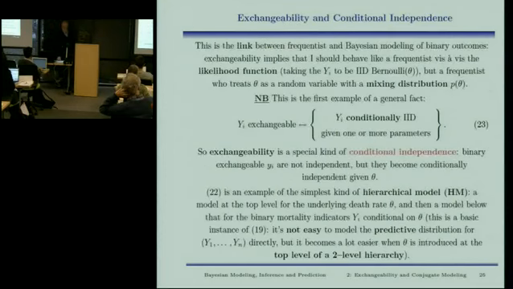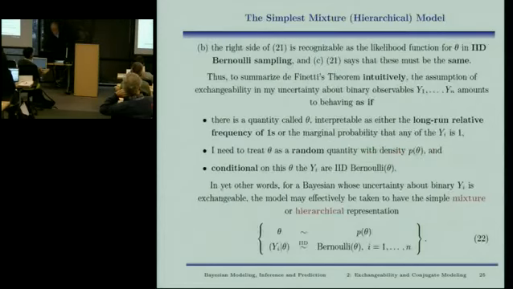So this turns out to be the link between frequentist and Bayesian modeling of binary outcomes. Exchangeability implies that I should behave like a frequentist as far as the likelihood function is concerned, taking the y's to be conditionally IID Bernoulli theta given theta, but I have to treat theta as a random variable with what later on we're going to agree, and we've already begun to agree right now, is the prior distribution.